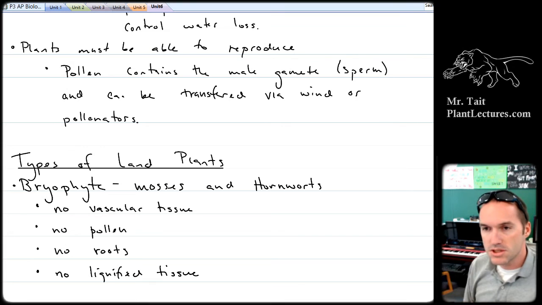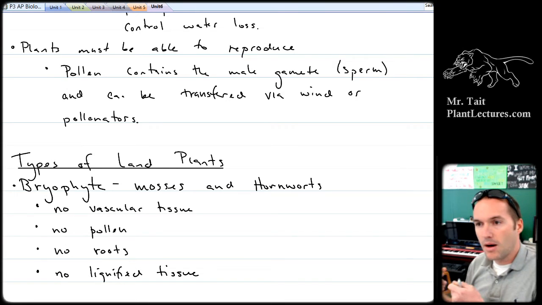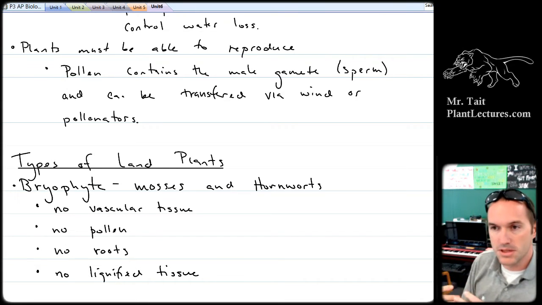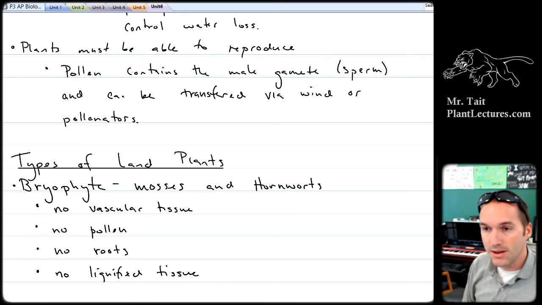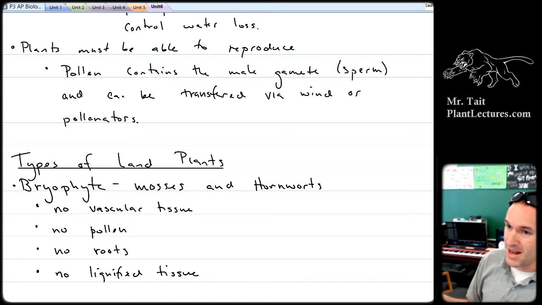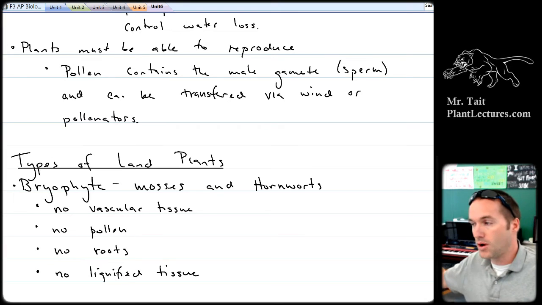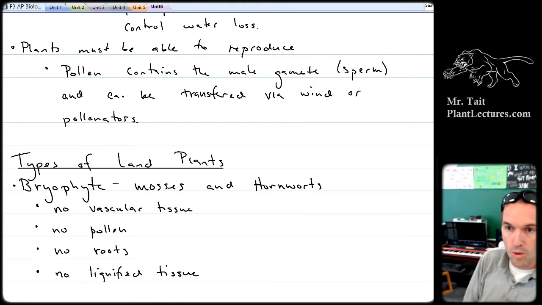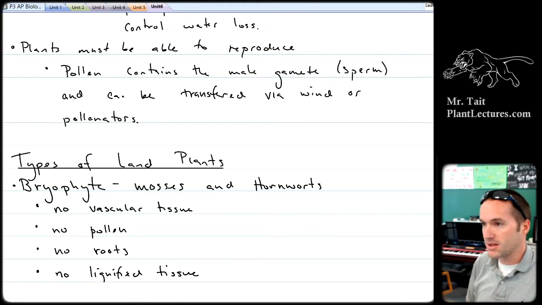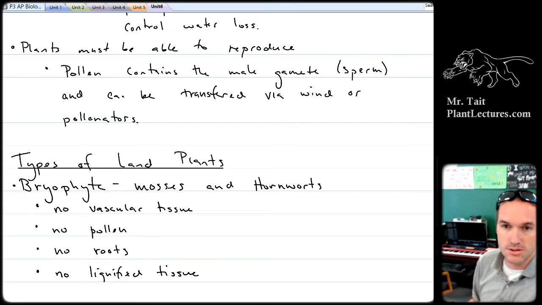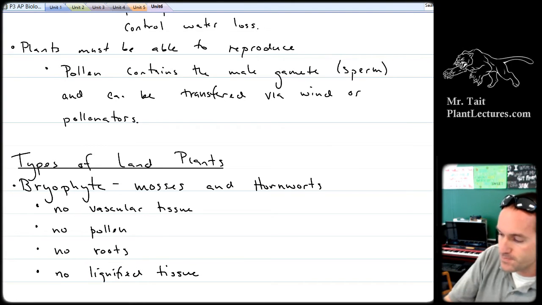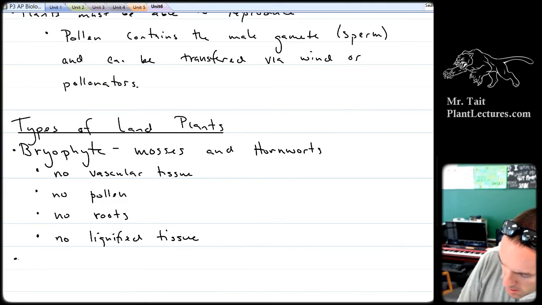They have no roots, right? Which means that water has to be readily available to all of them, so they grow in moist areas. And no pollen. They still reproduce via sperm and egg, and therefore the sperm has to be able to swim through water, and that's why they're often found in damp areas, so that the sperm can swim from one area to the next, right? All right, let's talk about ferns.